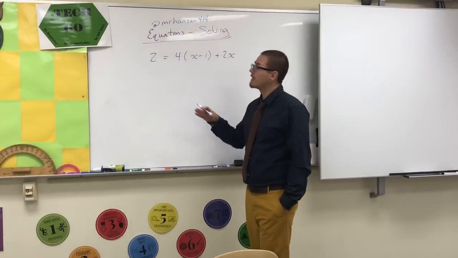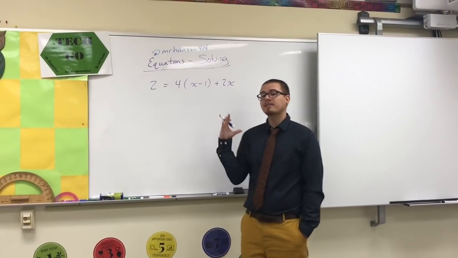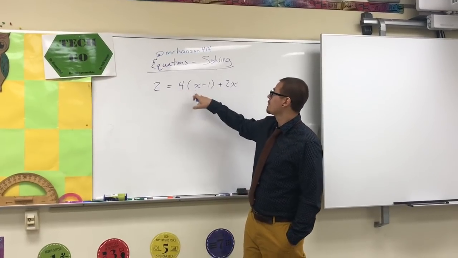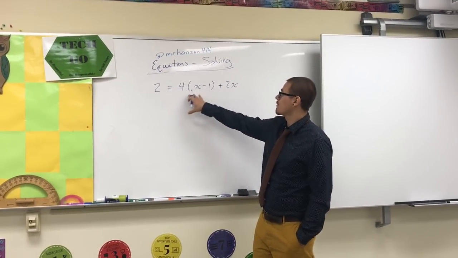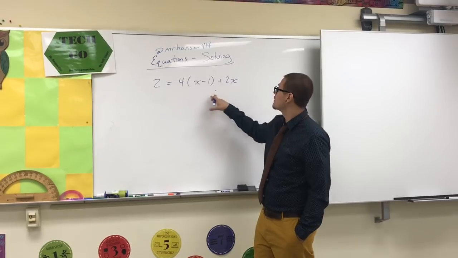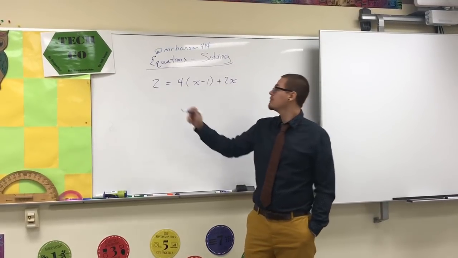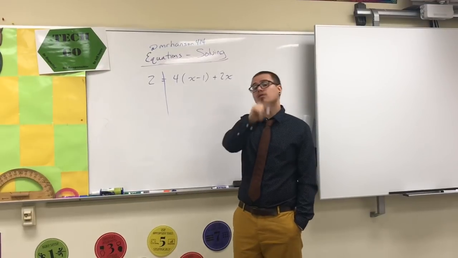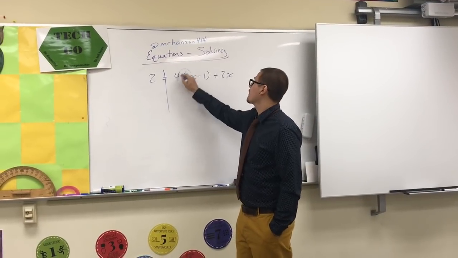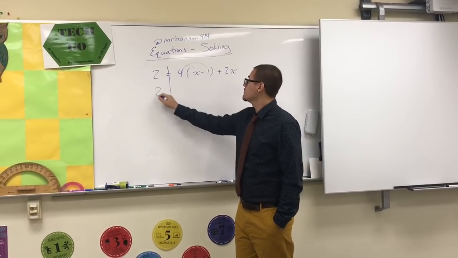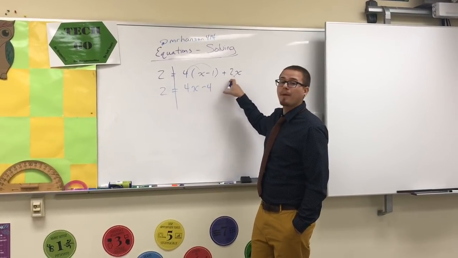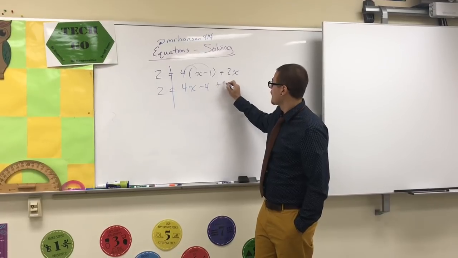All right, guys, last one, and then we're gonna get out of here. So we gotta keep things balanced. Listen to Cole. So we got 2 equals 4, parentheses, x minus 1, so 4 times the quantity of x minus 1, plus 2x. So what we're gonna do is keep the left-hand side the same. We have to clear these parentheses. We apply the distributive property, multiply everything inside by 4. We're gonna get 2 equals 4x minus 4. That positive 2x comes on down.